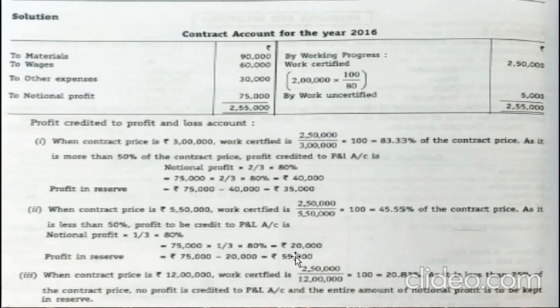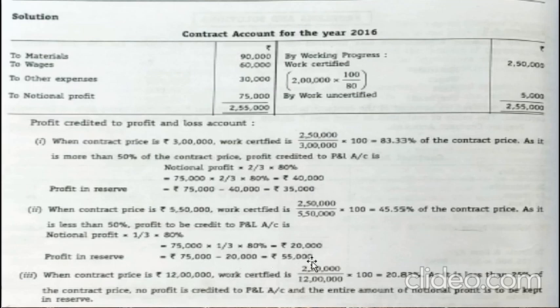So the profit which will be transferred to your profit and loss account will be 20,000. If 20,000 is transferred to your profit and loss, the remaining will be transferred to your reserves. So your total profit, which is 75,000, minus 20,000, which will be transferred to your profit and loss account.